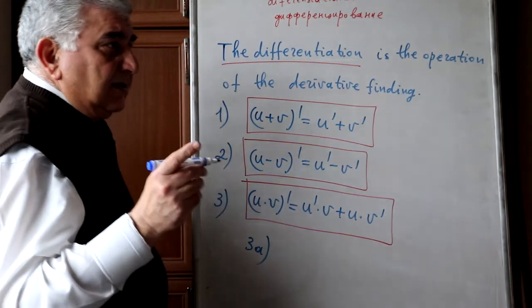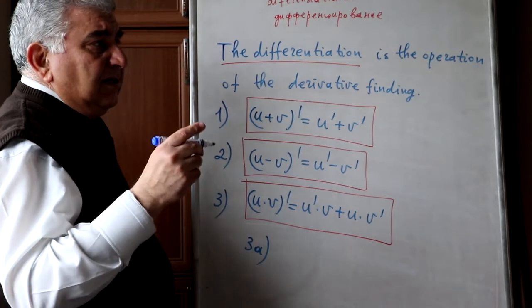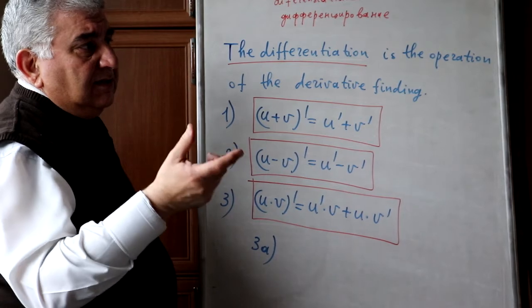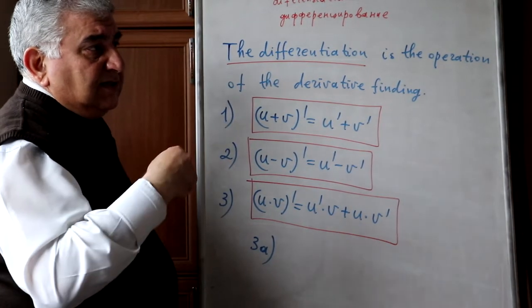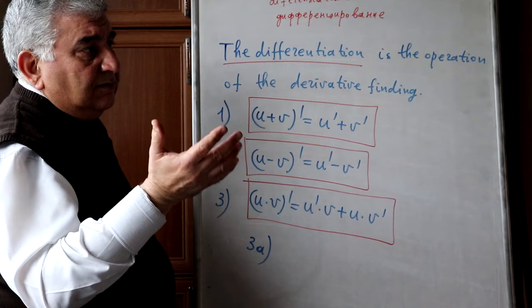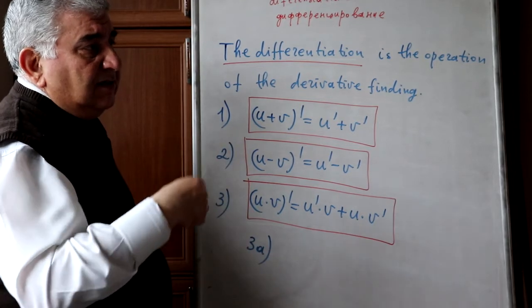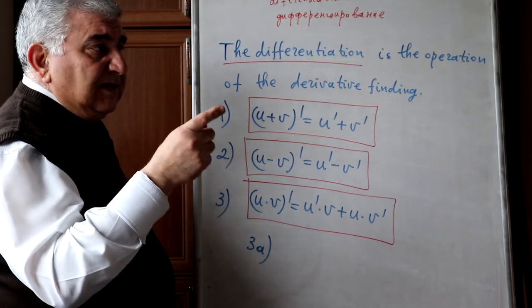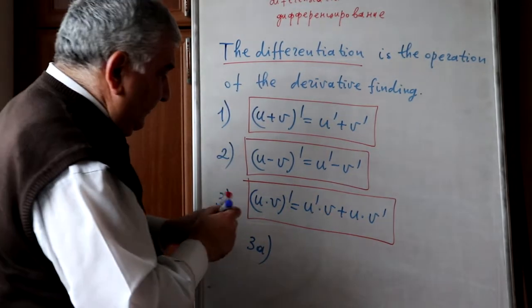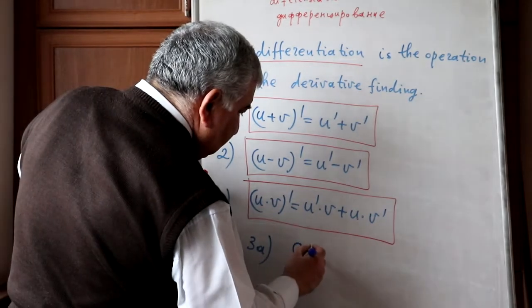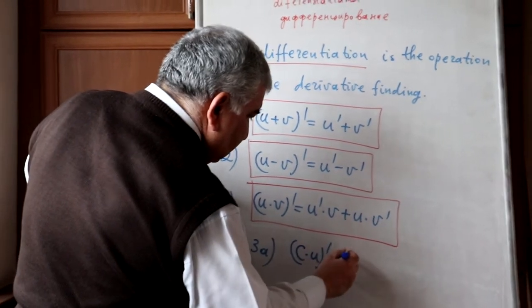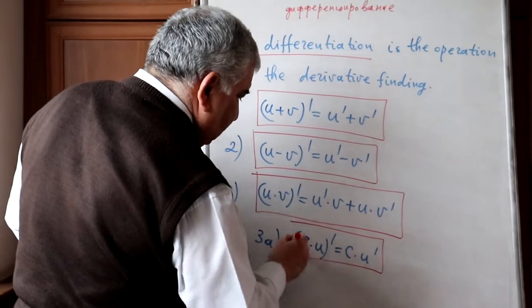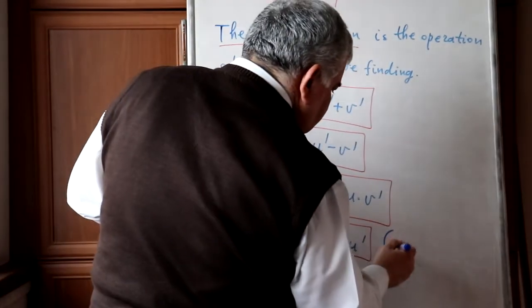The constant factor can be taken out of the derivative symbol. In Russian, постоянный множитель может быть вынесен за знак производной. The constant factor can be taken out of the derivative symbol. c multiplied by u prime is simply c multiplied by u prime. Here c is a constant factor. c is constant.